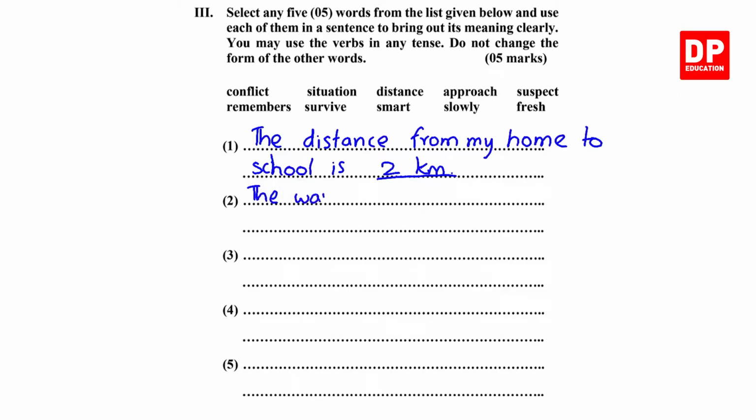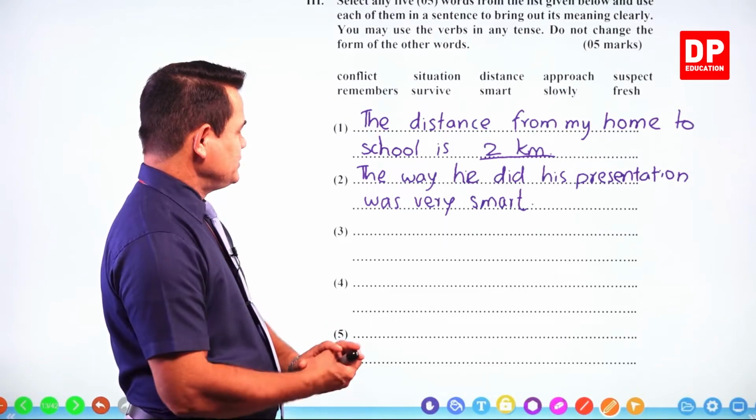The way, way means ක්‍රමය. The way he did his presentation. And then the way he speaks, ya katha karana vidhi hari smart kiyana pulu. The way he did his presentation was very smart. Right, so you can use like that.